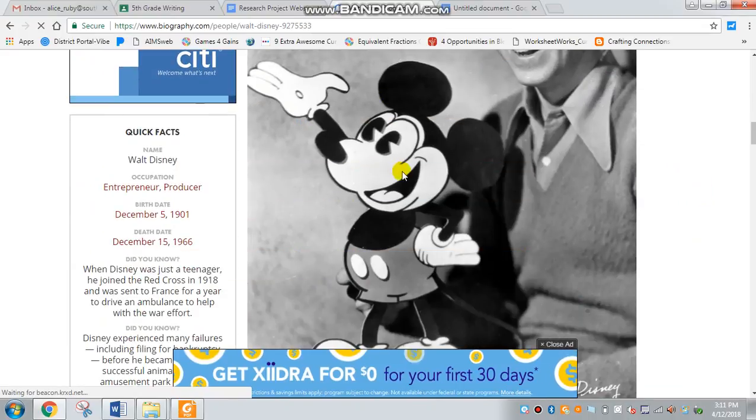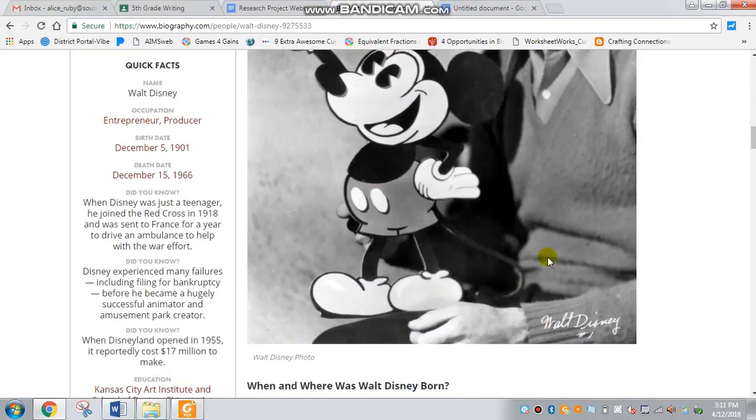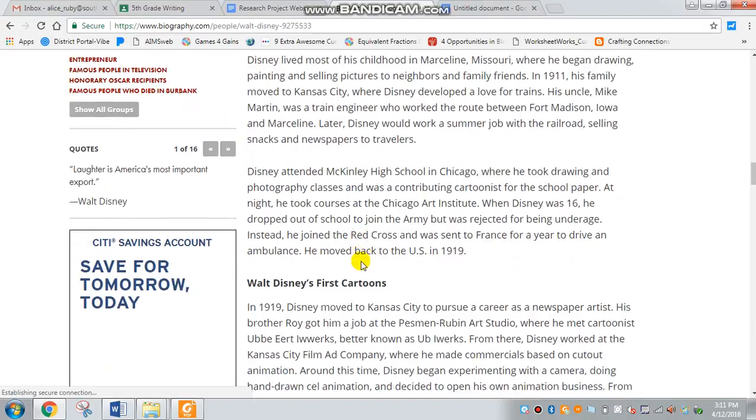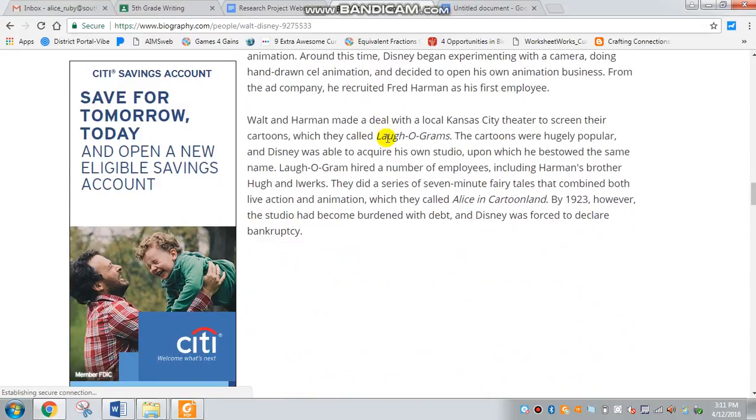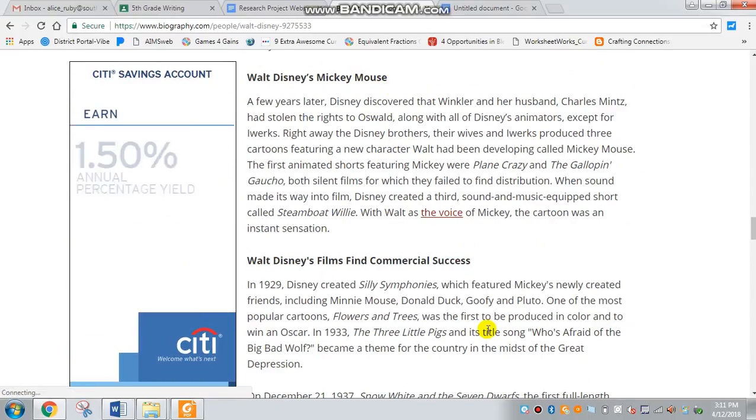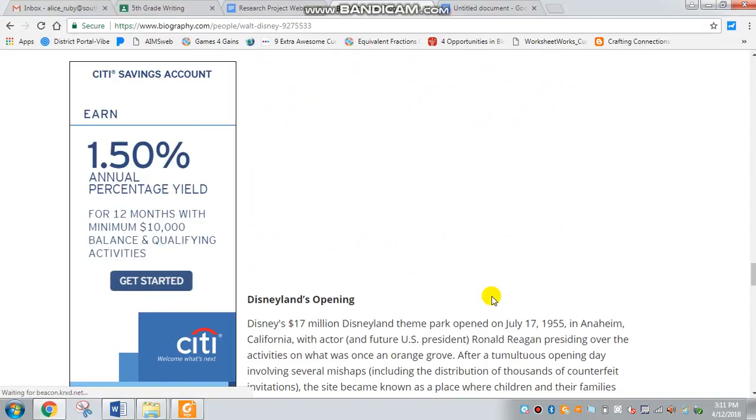It says who he was, what else is on here? I'll close these ads. When and where he was born, his wife, his family, this is looking good. His first cartoons, that's probably an interesting thing. Mickey Mouse, I know that's a huge thing for him. Yep, I think this one is going to work for me.